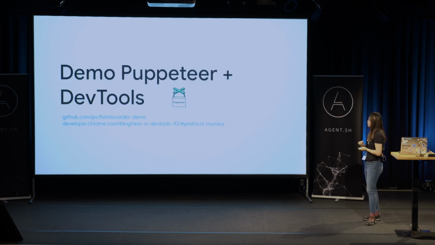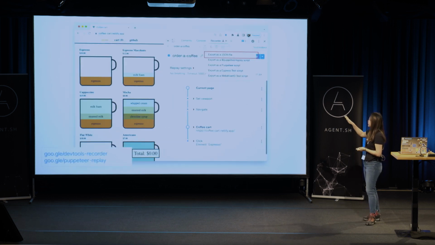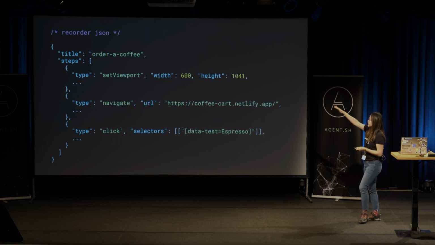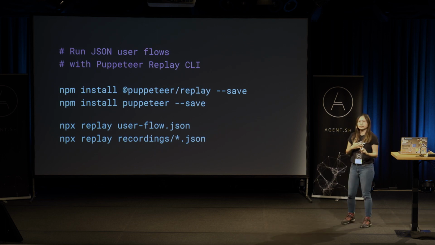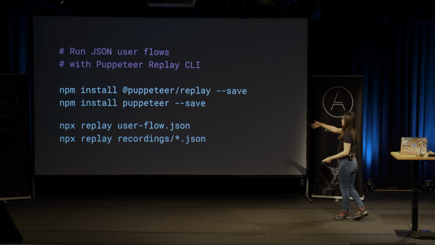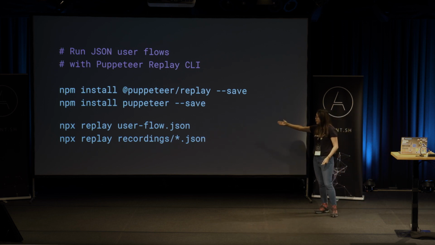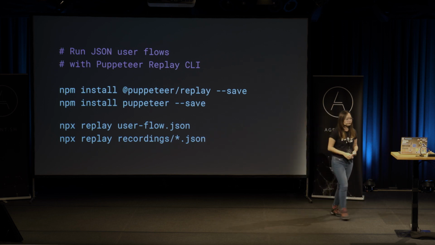Okay, so I will run another demo here. What I will do is go to the file and export it as a JSON file. This is how the JSON file looks like: set viewport, navigate, and click. And I can use the Puppeteer replay CLI to run it. After I install it, I can either replay one file or replay many files.